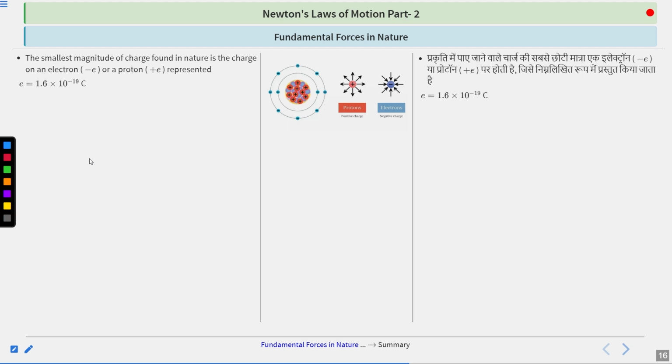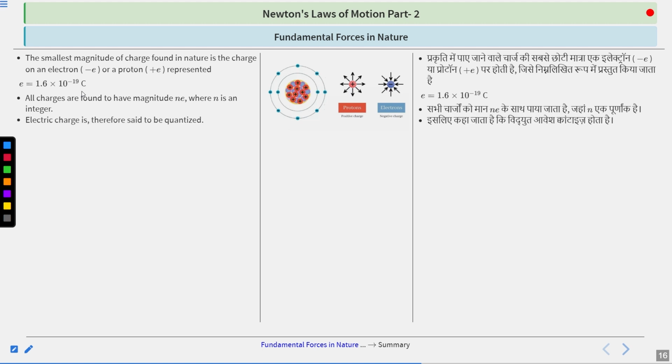The smallest magnitude of charge found in nature is the charge on an electron, minus e, or a proton, positive e, where e is equal to 1.6 into 10 power minus 19 coulomb. All charges are found to have magnitude n times e, where n is an integer. Electric charges are therefore said to be quantized.